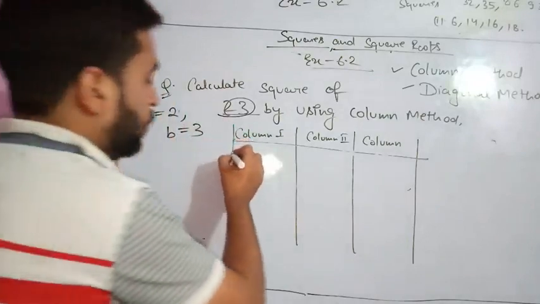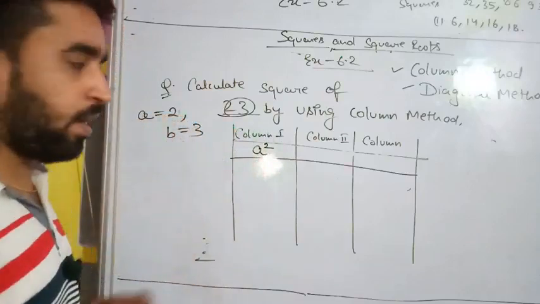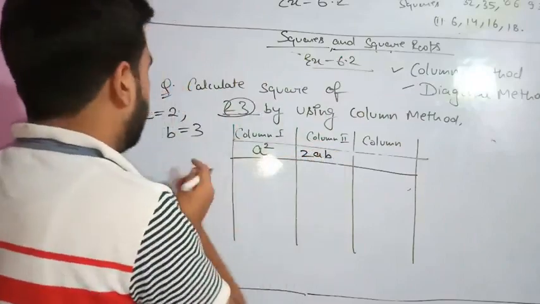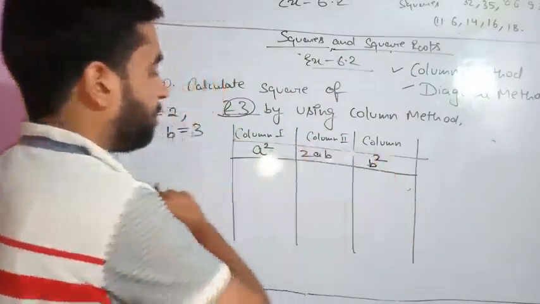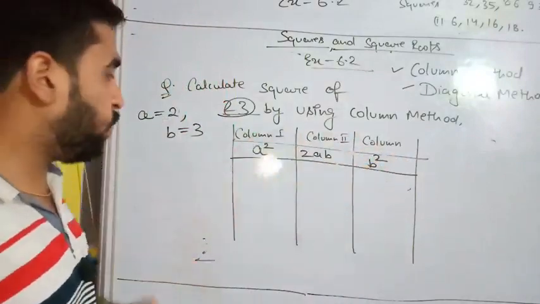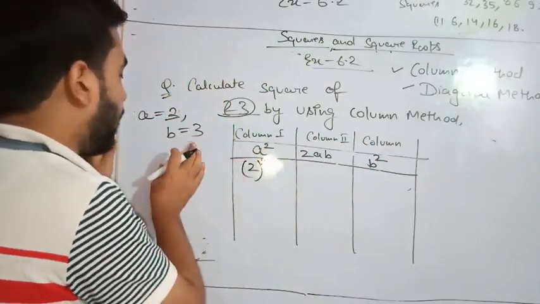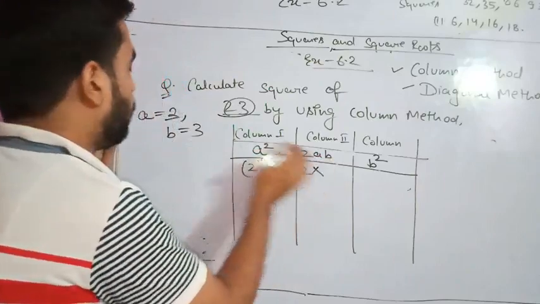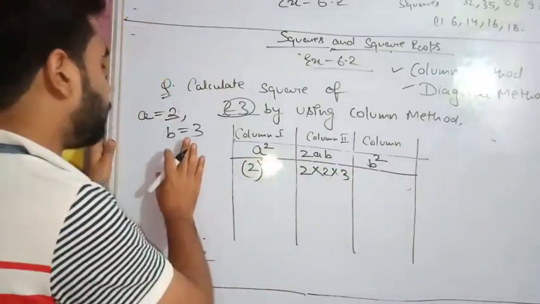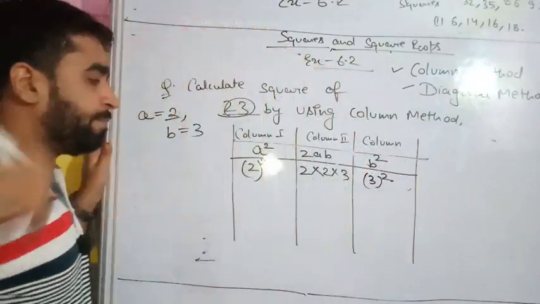Then you will name these columns as follows: the first column will be A square, the second column will be 2AB, and the third column will be B square. So this is how we will name it: A square, 2AB and B square. So what is the value of A? That is 2. Substitute the value: 2 square, then 2AB. So 2 into, what is the value of A? 2. What is the value of B? 3. Then B square. What is the value of B here? That is 3. So this will become 3 square.